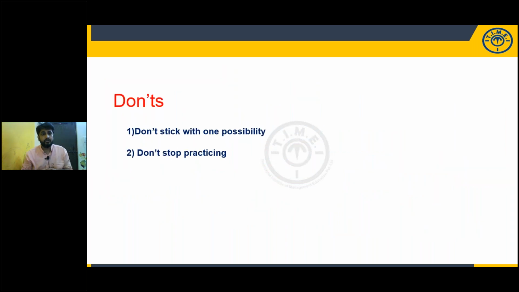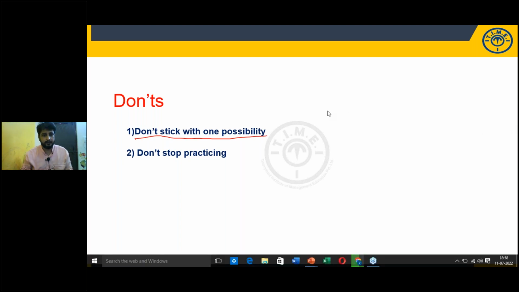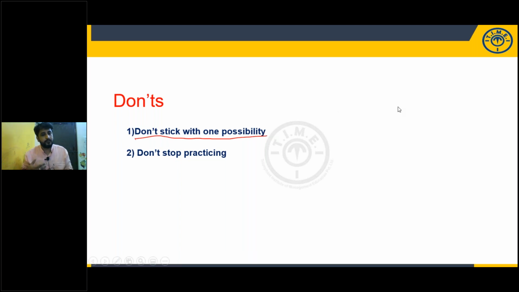And don't stick with one possibility. The same I explained earlier. You should not stick with one possibility, and don't stop practicing. You have to practice a lot. You must be exposed to all kinds of models and all technical terms and all keywords. And you must know the basic structure for solving the puzzles. It is very important, the basic structure.